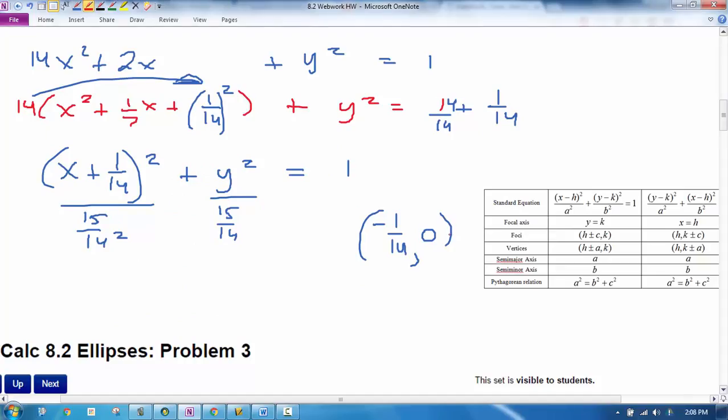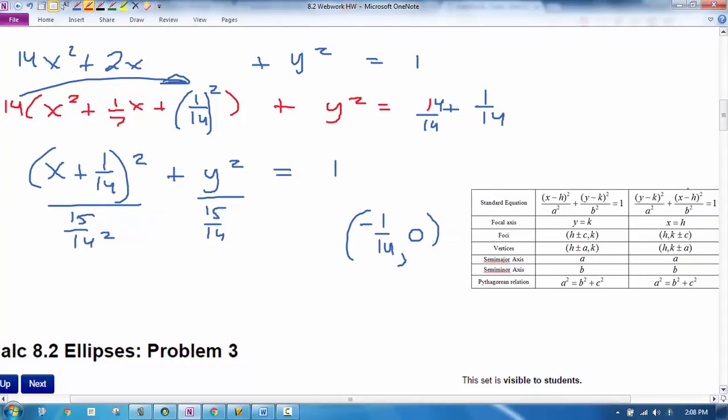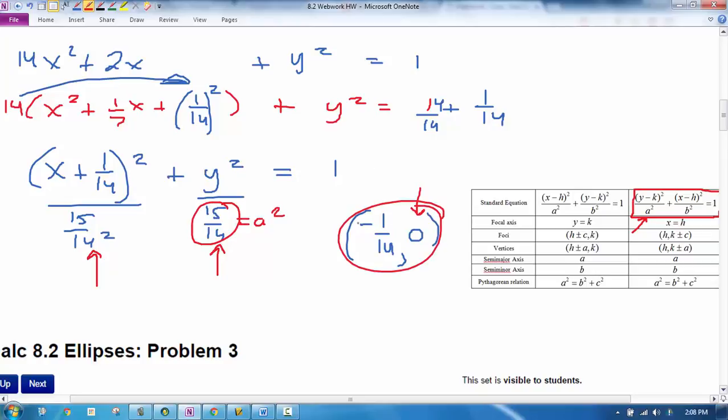So I know these numbers worked out really ugly, but if you compare, once again, the bigger one is right here for me. That's the smaller one. So this is my A. Well, actually, the square root of this would give me my A, because I can compare to this formula right here, where A squared is what's underneath. So this is my A squared. And from there you can compare and see that it's y minus 0, so k is 0. And it's x minus h, so h must be negative 1 over 14. So there's my center. Weird numbers, very weird numbers.